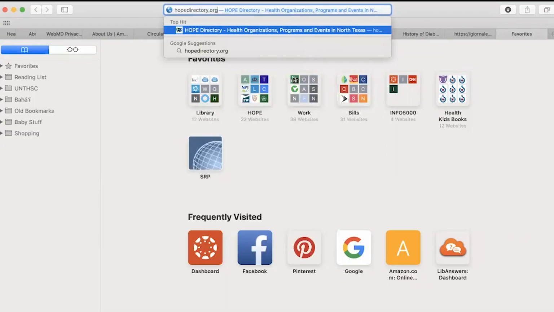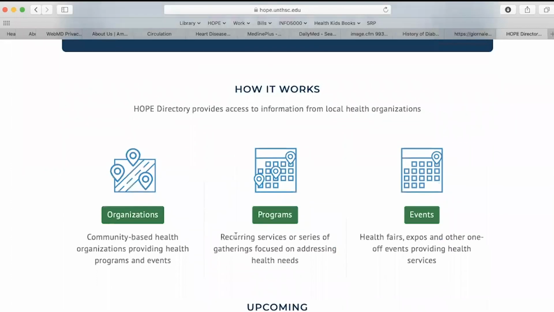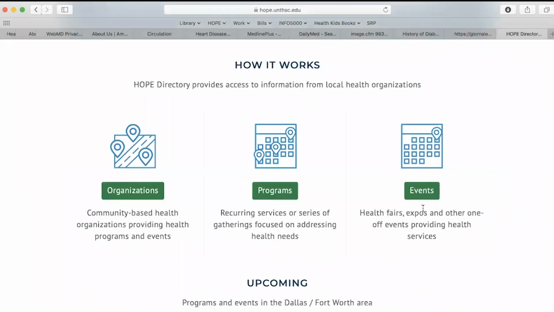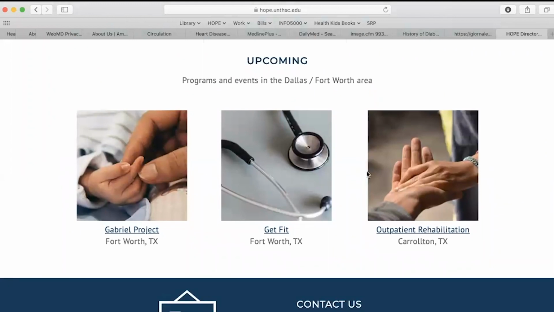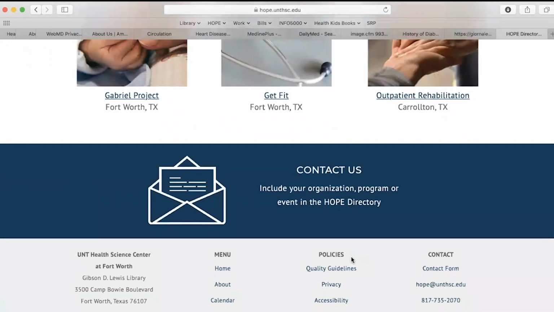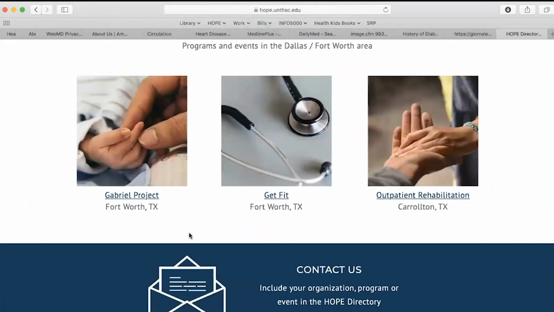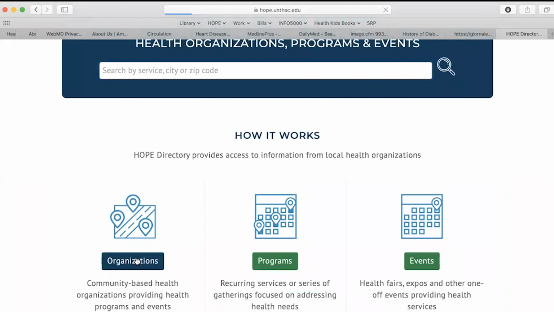You can just type in hopedirectory.org. And it'll bring you to this main page. So you could do a search specific to your city or zip code, the services you have. You can look up by organizations, programs, or events. We have some featured programs currently. And of course, there are our guidelines, privacy, information about us and why we've created this. But let's look at organizations.